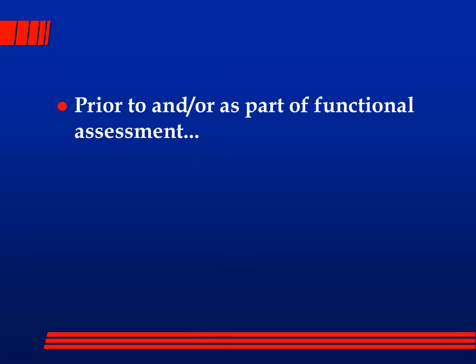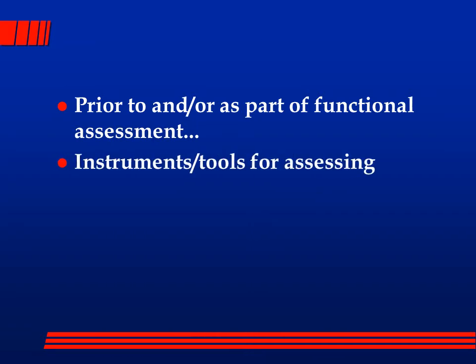All the things we've been talking about are things that we'll do before or as part of a functional behavior assessment. Functional behavior assessment is a process of looking at a behavior that's occurring and trying to understand why it's occurring. All the things that we've discussed are a big part of that. We have to look at the context in which the person functions.